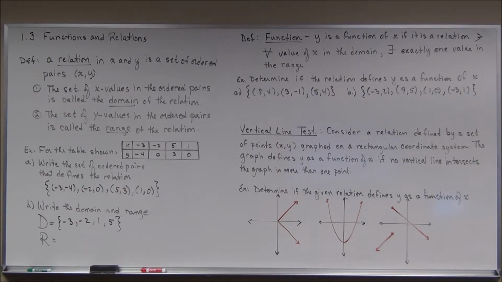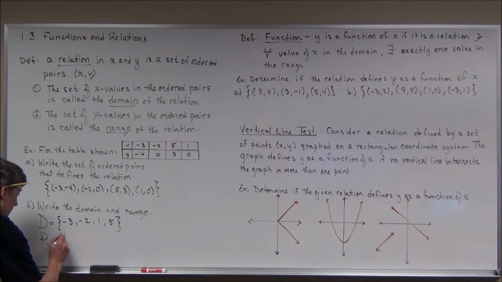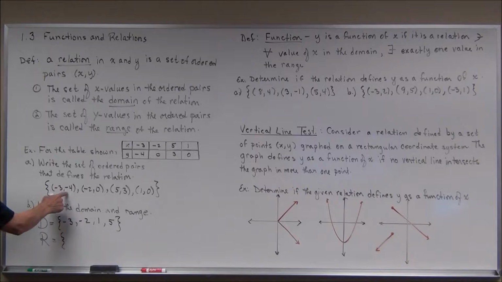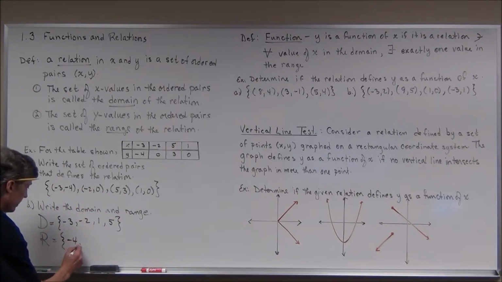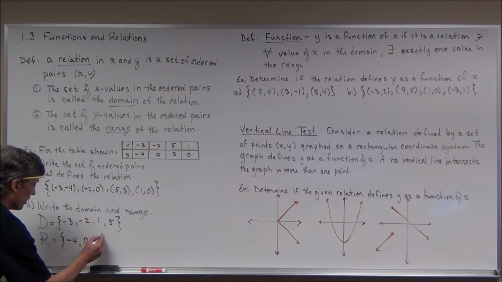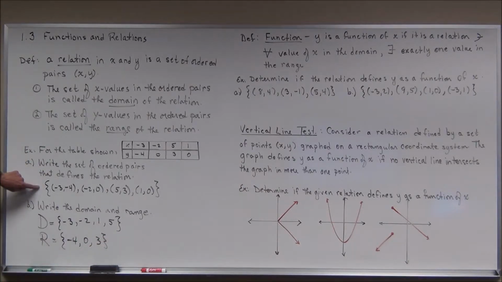Now 0 is used twice as a y value. You do not write it twice. You just write them out one time, -4, 0, and 3, and I also like to put these, if I can, in increasing order. So this is my relation, and this is the domain and the range of this particular relation.